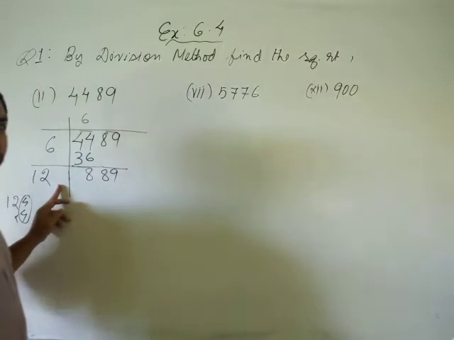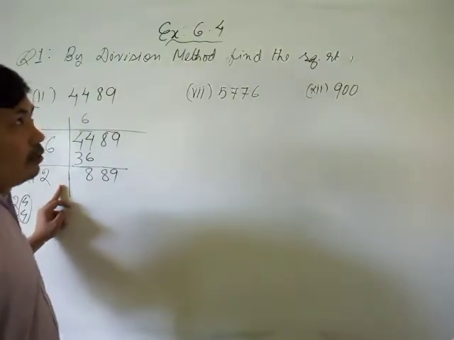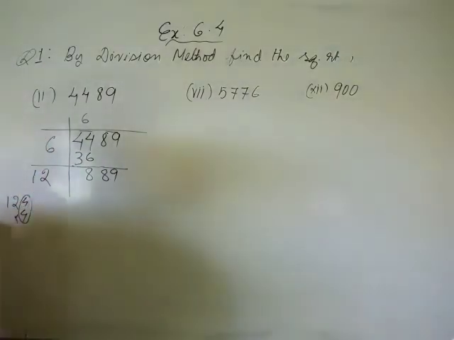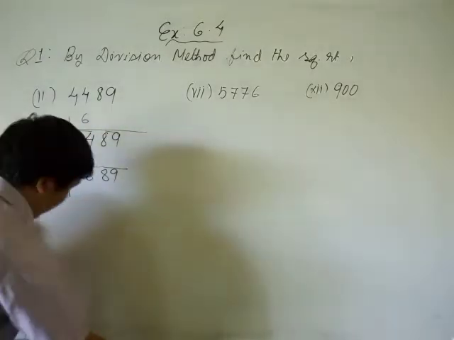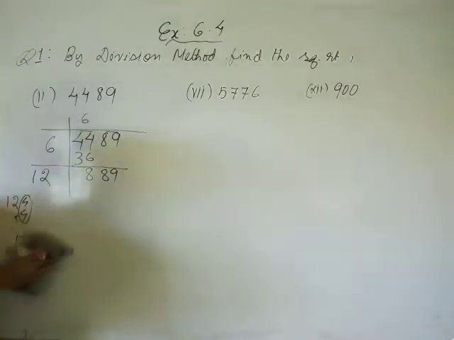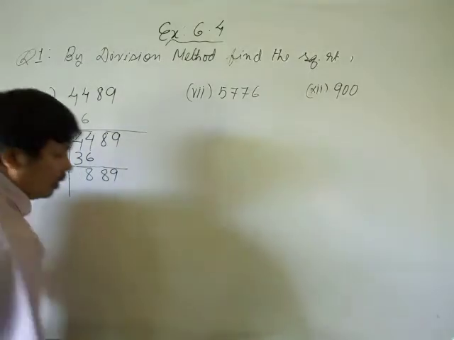There is 4. 3 threes are 9. If we take 3 here, it is very far. 3 threes are 9, and 3 twos are 6. Very far. So we cannot take this 3 here. This is so small. By the method of division, we cannot take this 3 here.